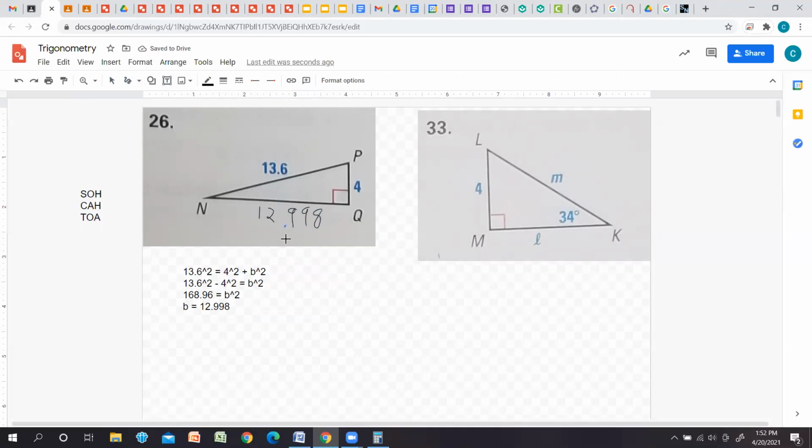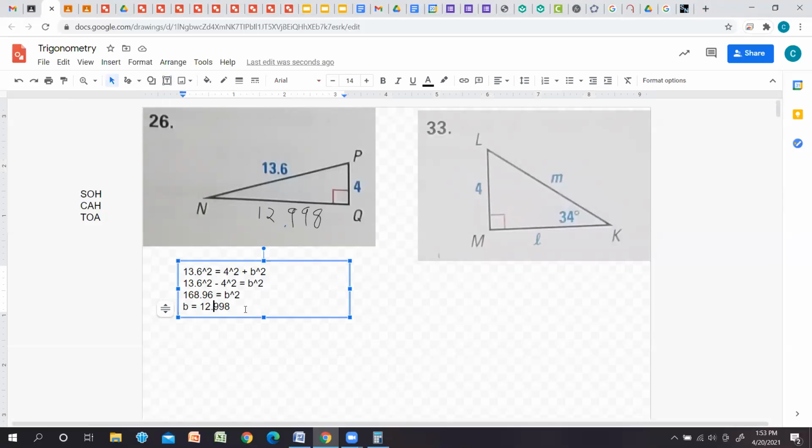All right, and now I'm going to use trigonometry to find the value for n. So I'm going to use these two sides over here. 4 and 13.6 are these sides. Notice from n, 4 is the opposite side, and 13.6 is the hypotenuse. Well, which trig function uses opposite and hypotenuse? That's sine. So I can write here that the sine of n is 4 divided by 13.6, opposite over hypotenuse.